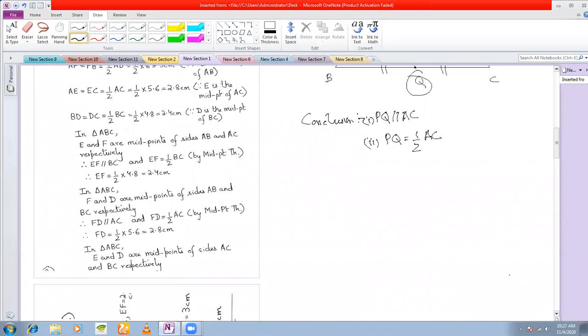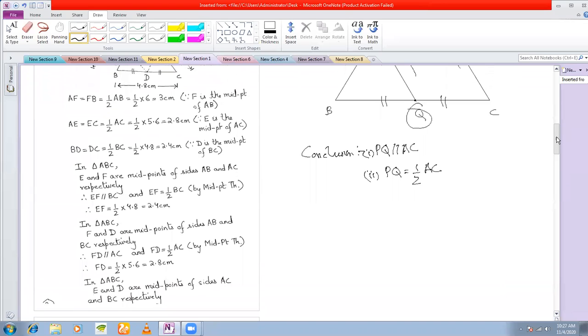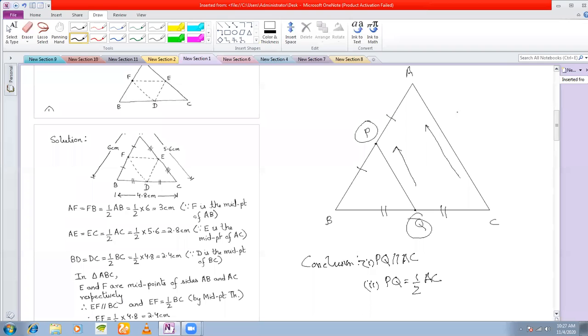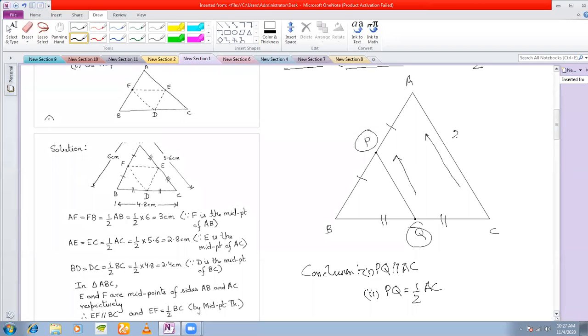Excuse me, sir. Why do we write half of AC? I'm talking about the length here. Suppose I give you this length to be 24 centimeters, then by the midpoint theorem, you can say that this length has to be 12 centimeters. Understood? Okay, okay. Thank you, sir.